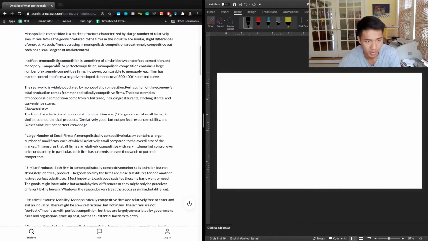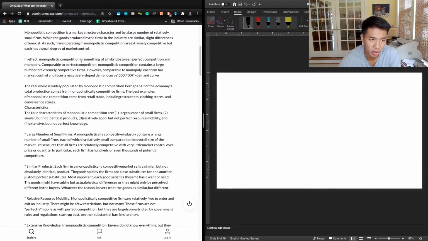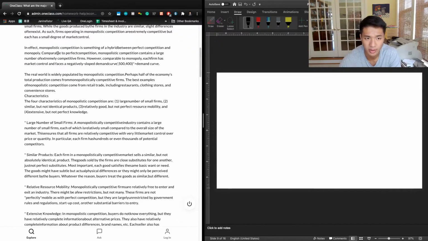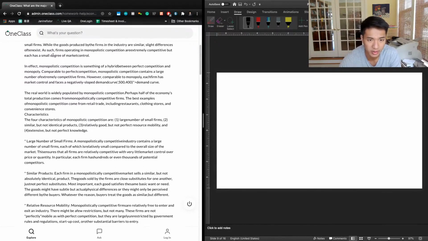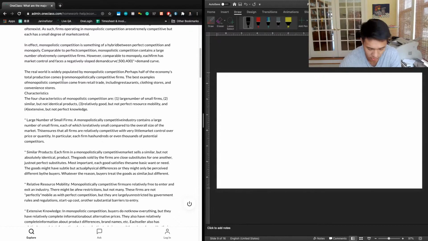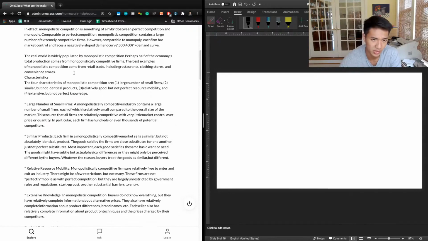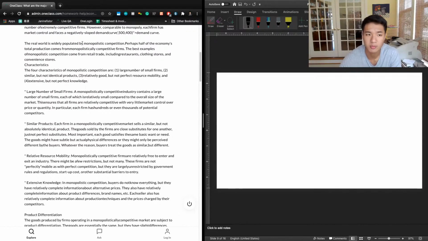That's true. Monopolistic competition is a market structure characterized by a large number of relatively small firms. While the goods produced by the firms in the industry are similar, slight differences often exist. As such, firms operating in monopolistic competition are extremely competitive, but each has a small degree of market control. That's true. In effect, monopolistic competition is something of a hybrid between perfect competition and monopoly. Comparable to perfect competition, monopolistic competition contains a large number of extremely competitive firms. However, comparable to monopoly, each firm has market control and faces a negatively sloped demand curve.